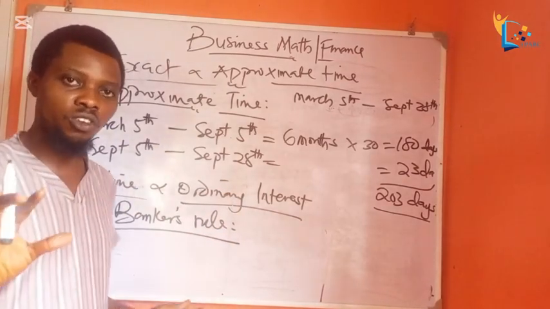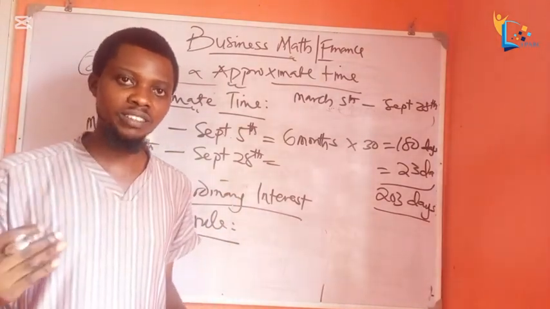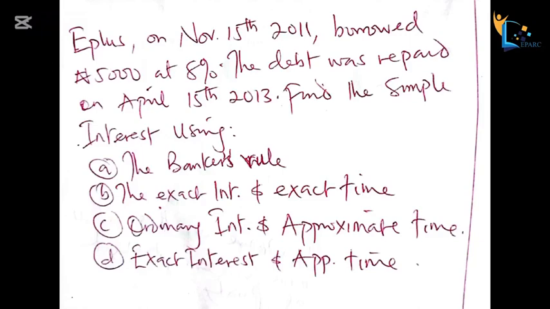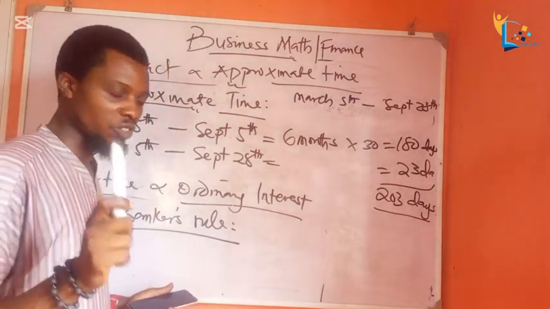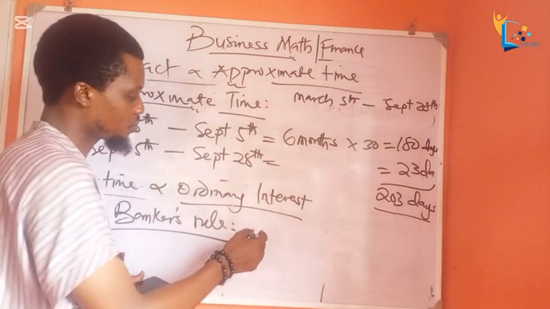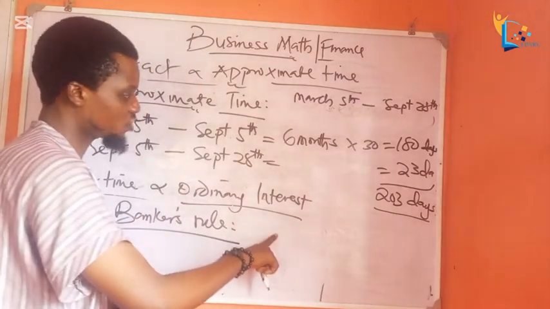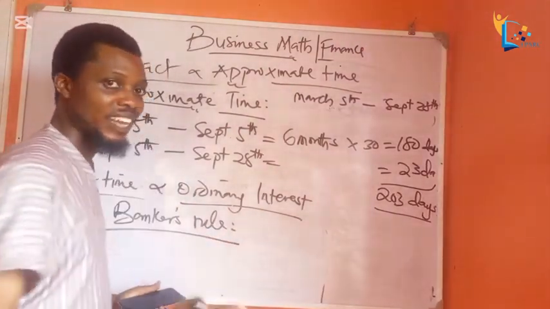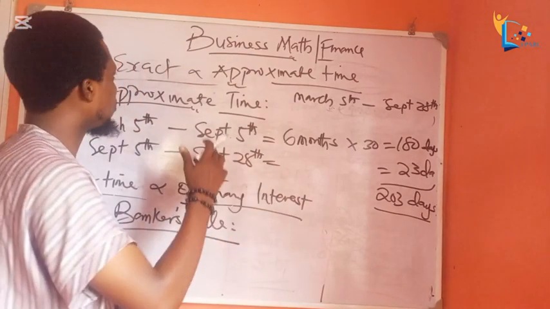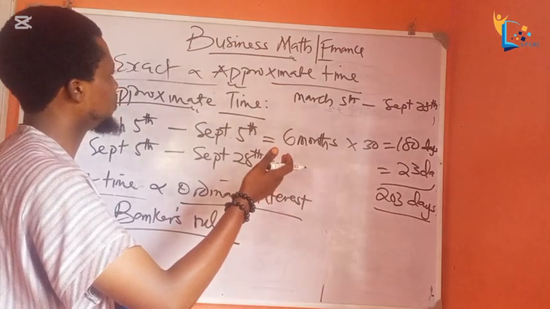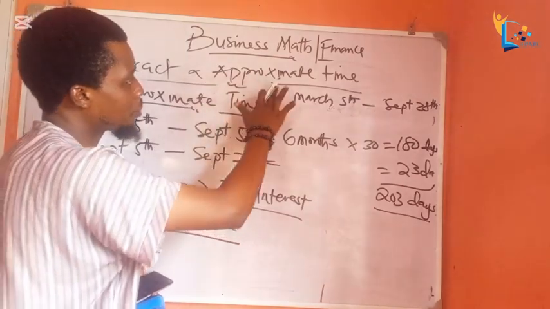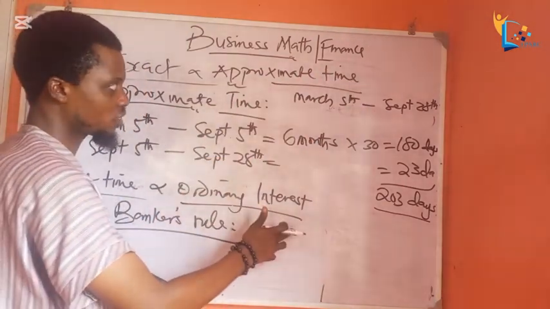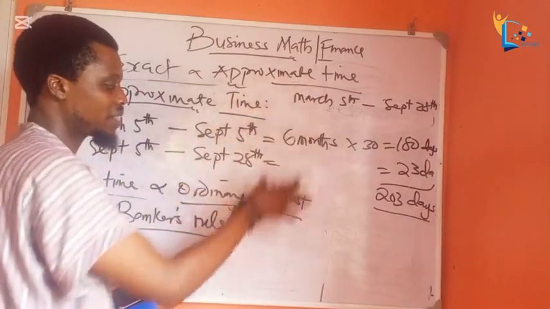I'm going to share a question on the screen so that you can use it to practice. Let me give you a hint on the question. Whenever you see, maybe, solve for ordinary interest and exact time, they are talking about the banker's rule. When they say solve for approximate time and ordinary interest, they are asking you to solve for approximate time and ordinary interest.